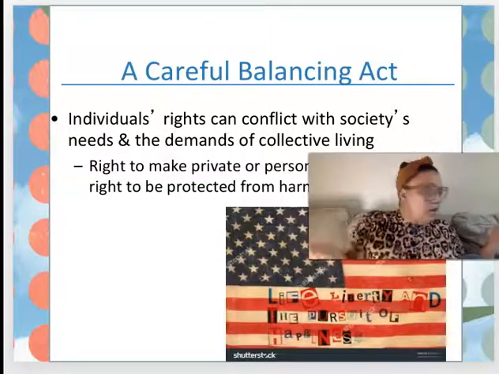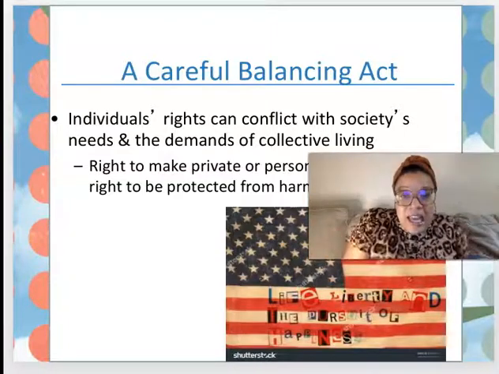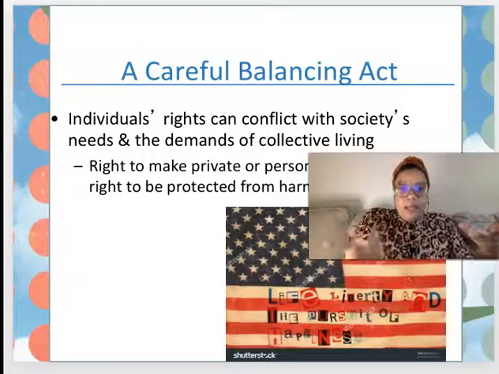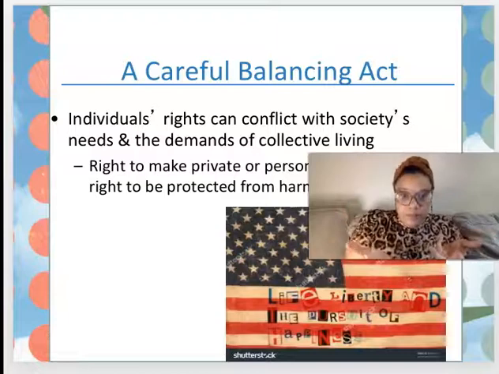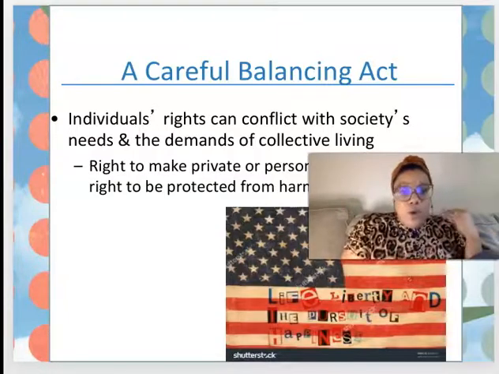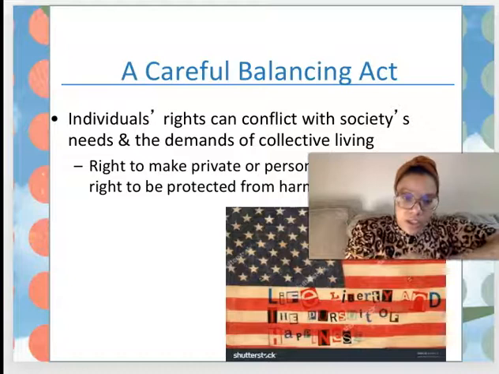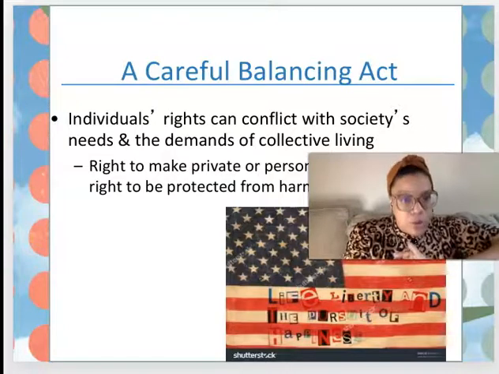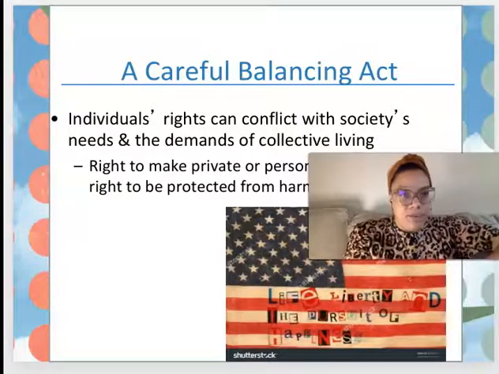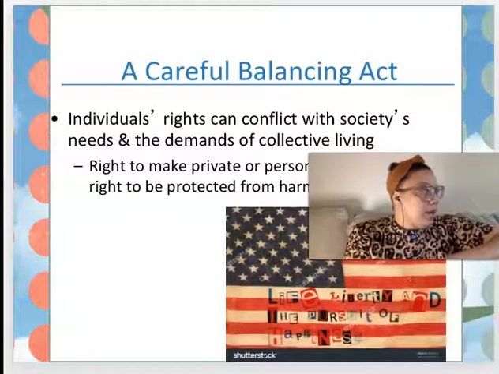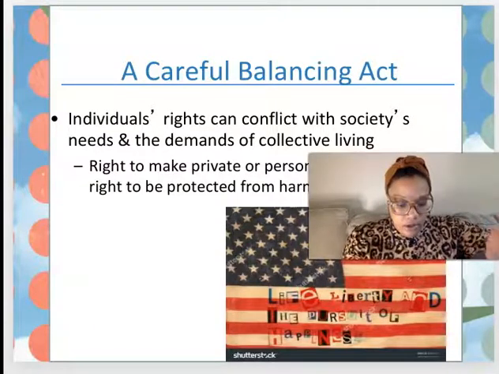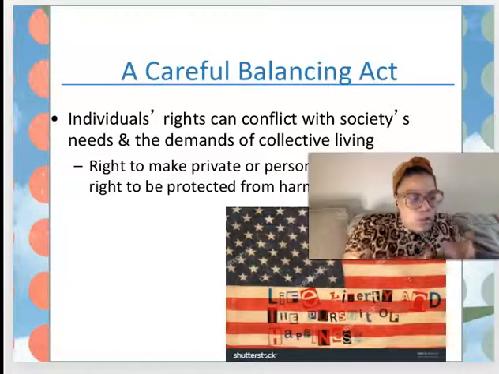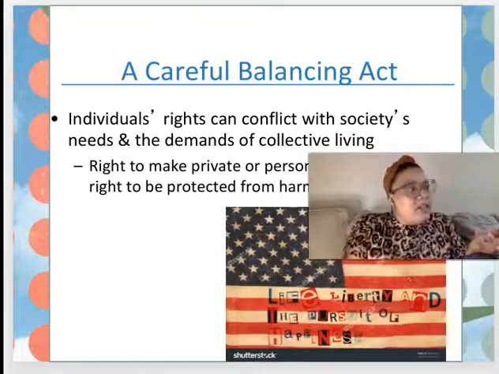There are endless examples trying to highlight this balancing act between the rights of the individual and the collective, okay? For example, the right to make private or personal decisions versus the right to be protected from harm by others, right? So that could be said with everything. With driving a car, right? How do you have safety of, and freedom for the individual versus the safety of the collective, right?